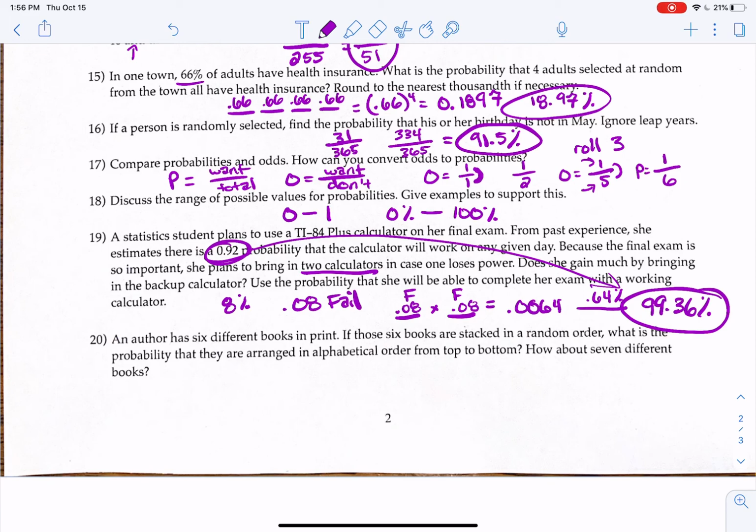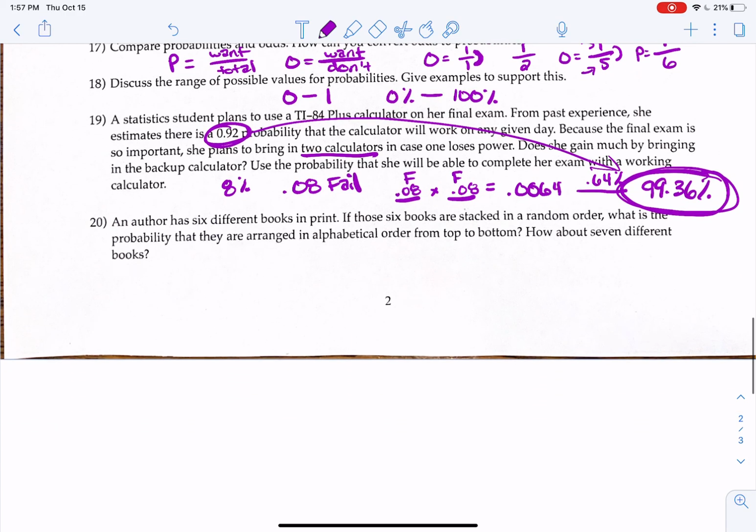Use the probability that she will be able to complete her exam with a working calculator. I have a 99.36% chance of having a working calculator by the end. So I would say it's worth it to bring two calculators.